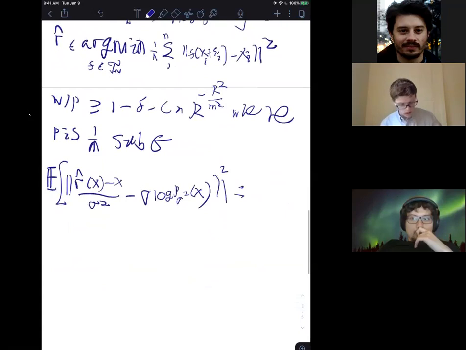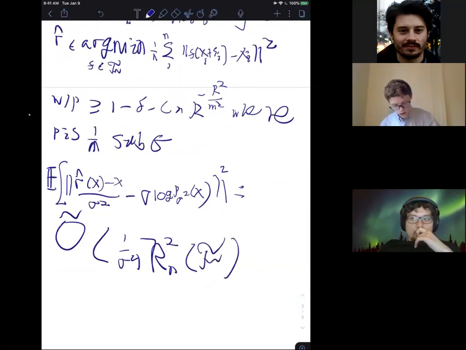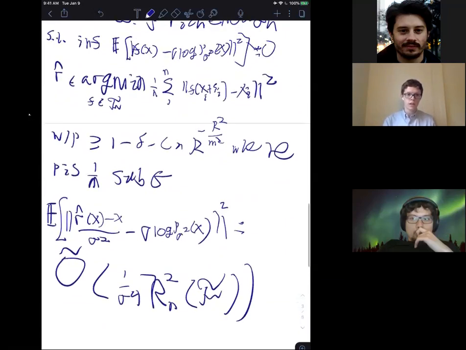is, maybe I'll do this down here, O of 1 over sigma to the 4th times the Rademacher complexity of that. So this may be a lot to take in, but all I'm saying is that we have this nice high probability bound. Maybe I should include an R squared here to see what the dependence is. All I'm saying is that we have a nice high probability bound on the squared error between our estimate of the score and the actual score.